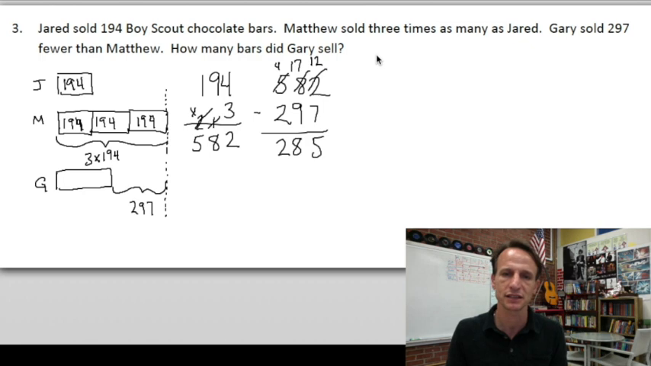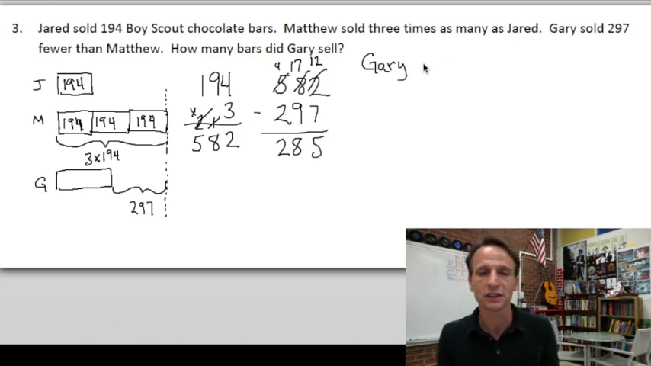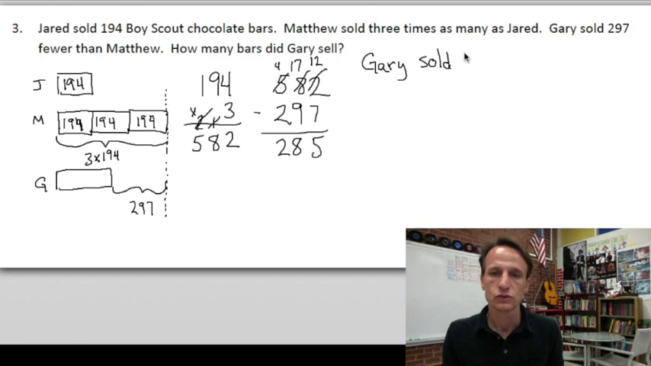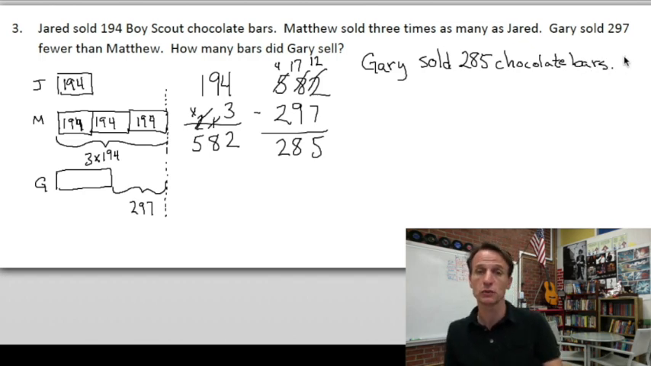People are going to get sick. All right, so Gary, I assume it wasn't sold all to one person. Gary sold 285 chocolate bars. Nice job, Garski.